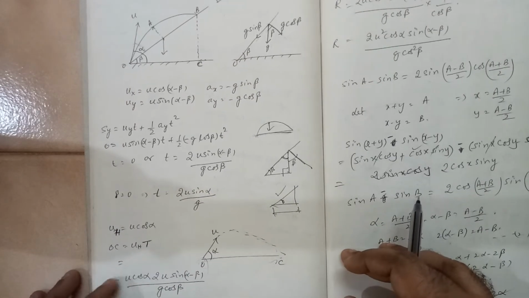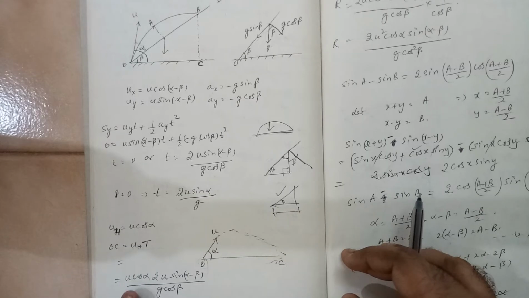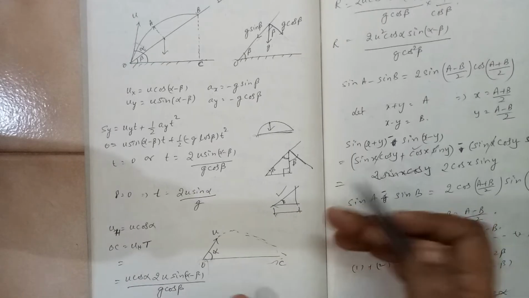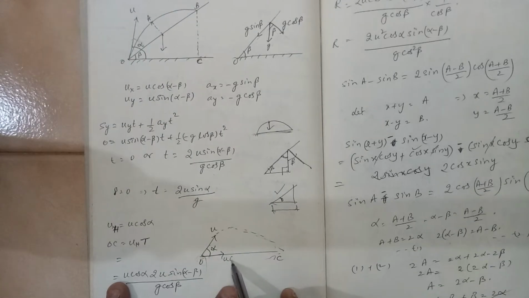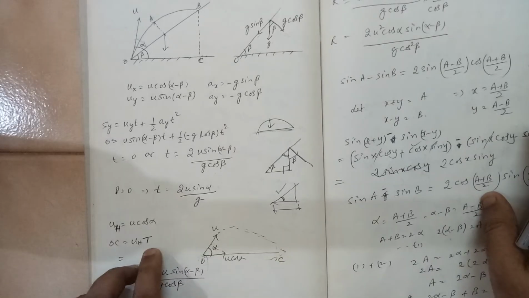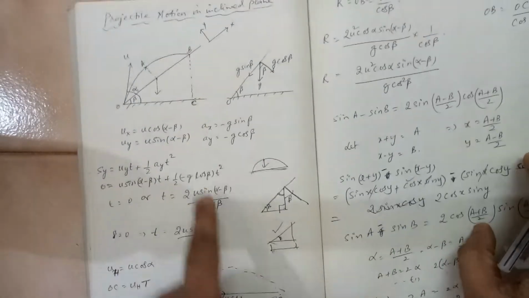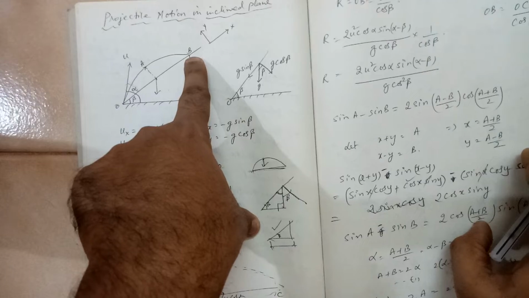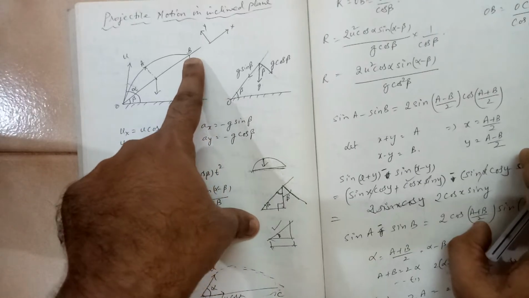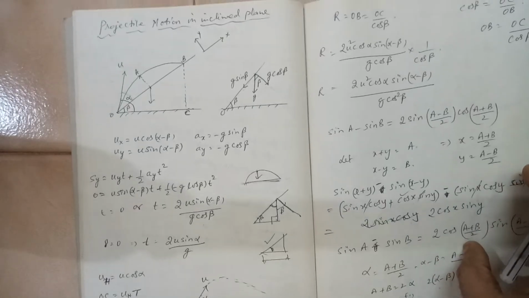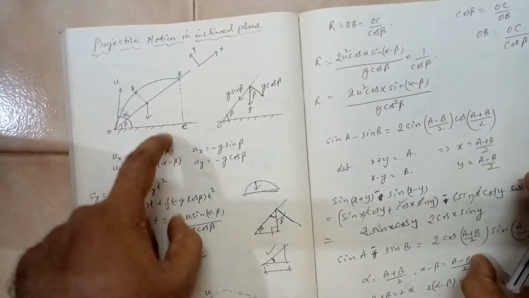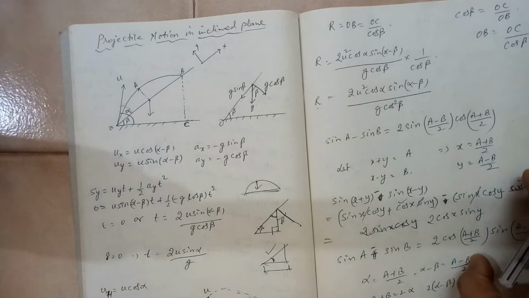So UH here will be U cos alpha. Why U cos alpha? If the total angle is alpha, this will be U cos alpha, into the total time of flight. Total time of flight will be this only. Why? Because if it is hitting the object over here, there it has stopped. You are just taking a projection, so time will remain the same. We are just trying to find this, and from here we are trying to find this. Okay?